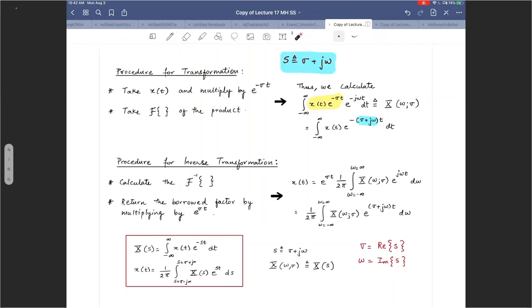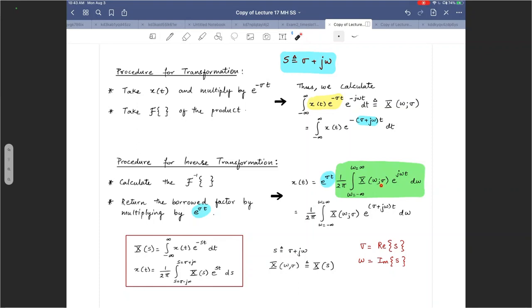Next, how do you do the inverse transformation? Well, first calculate the inverse Fourier transform, then you return the borrowed factor. In other words, you multiply with e to the plus sigma t. So we can do both these steps right here. This is where we are multiplying with e to the sigma t, and the rest of it is the inverse Fourier transform definition. And the inverse Fourier transform is with respect to omega. So 1 over 2 pi, omega goes from negative infinity to infinity, X of omega comma sigma e to the j omega t d omega. That's your definition of inverse Fourier transform.